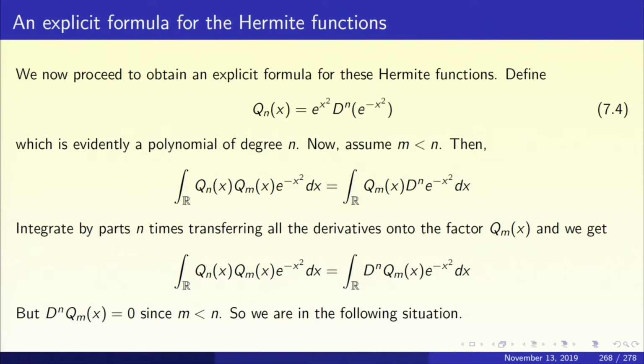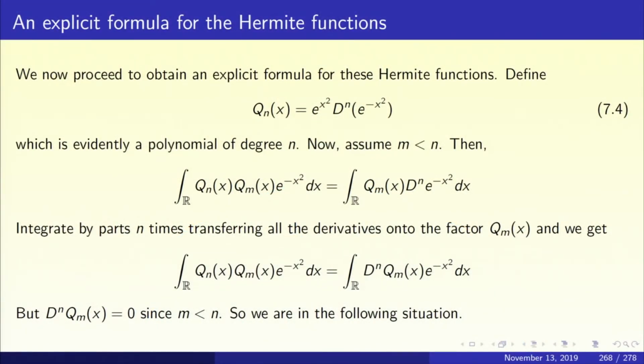Let us do this. So, let us look at this qm factor. The qn factor has an e to the power x squared that has killed the e to the power minus x squared, and we are left with qnx e to the power minus x squared, which is simply the nth derivative of e to the power minus x squared. And the qm factor is left alone. You see the middle equation displayed in the slide. What is the next step? You simply integrate by parts. The d to the power n that you see should transfer and it should fall on qm. So, we have to integrate this by parts repeatedly n times, transferring all the derivatives to the factor qm.